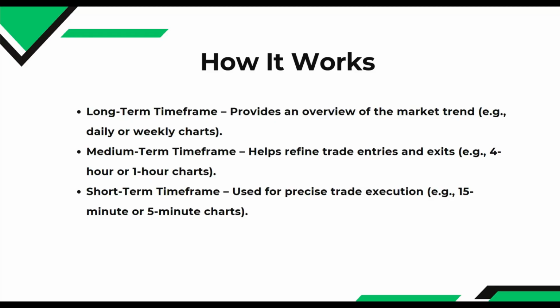So we have three types of time frames: the long-term time frame, the medium-term time frame, and the short-term time frame. The long-term time frame provides an overview of the market trend, for example, the daily charts or the weekly charts. Number two, the medium-term time frame helps refine trade entries and exits, for example, the 4-hour or the 1-hour chart. And last but not least, the short-term time frame is used for precise trade executions, for example, the 15-minute or the 5-minute time frame.